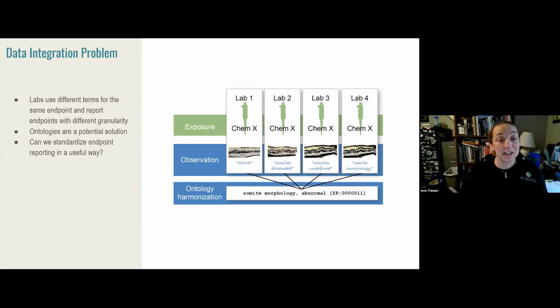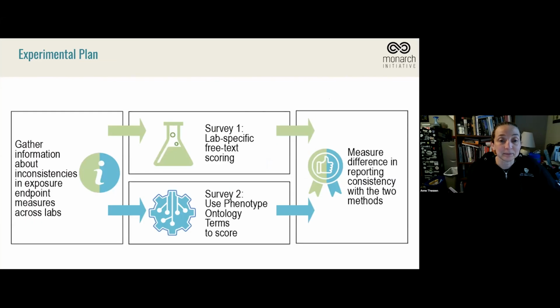But if you remember the figure that I first showed you, there are lots of different data sources, and they all have to be standardized and harmonized in order to be combined. I just mentioned that every lab uses its own vocabulary, so we have a data integration problem here. Labs use different terms for the same endpoint, and they report endpoints with different granularity. Ontologies are a potential solution to this. Can we use ontologies to standardize endpoint reporting in a useful way that will keep the high throughput?